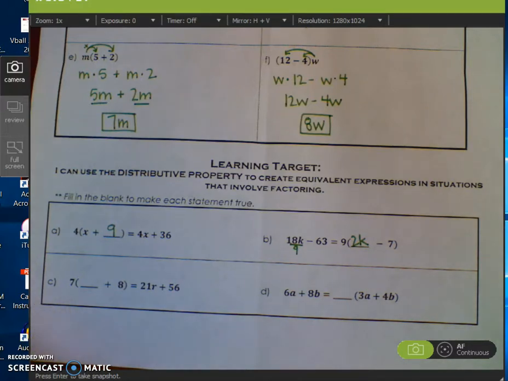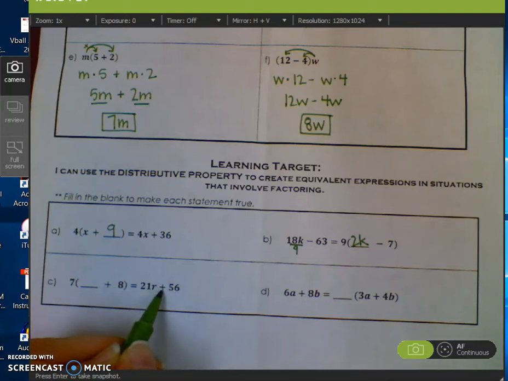Okay, so hopefully you at least put some thought into these next two. Even if you didn't try them on your own, you maybe paused and thought about it for a second. We've got 7 times the quantity blank plus 8. And so we're thinking about 7 times what would give me 21r, because 7 times 8 is indeed 56.